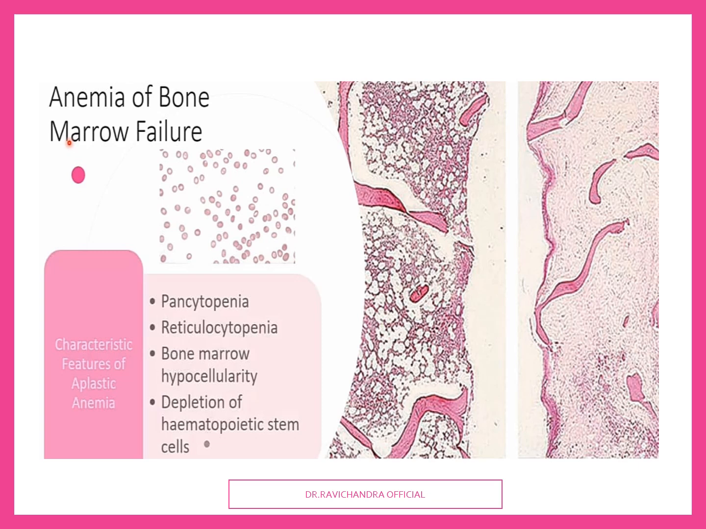Characteristic features of aplastic anemia are pancytopenia and a decreased reticulocyte count, that is, reticulocytopenia. There will be a hypocellular bone marrow, and all the hematopoietic stem cells are depleted.